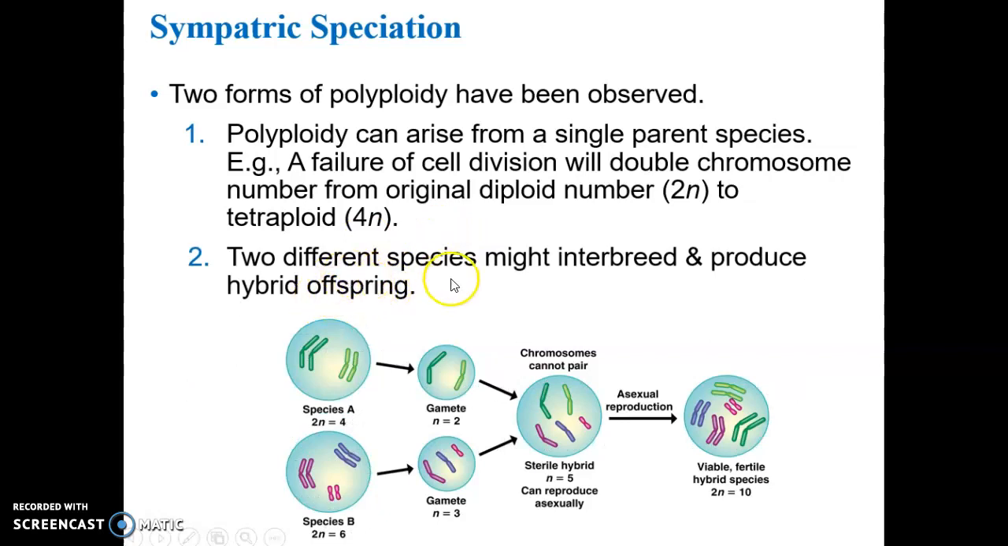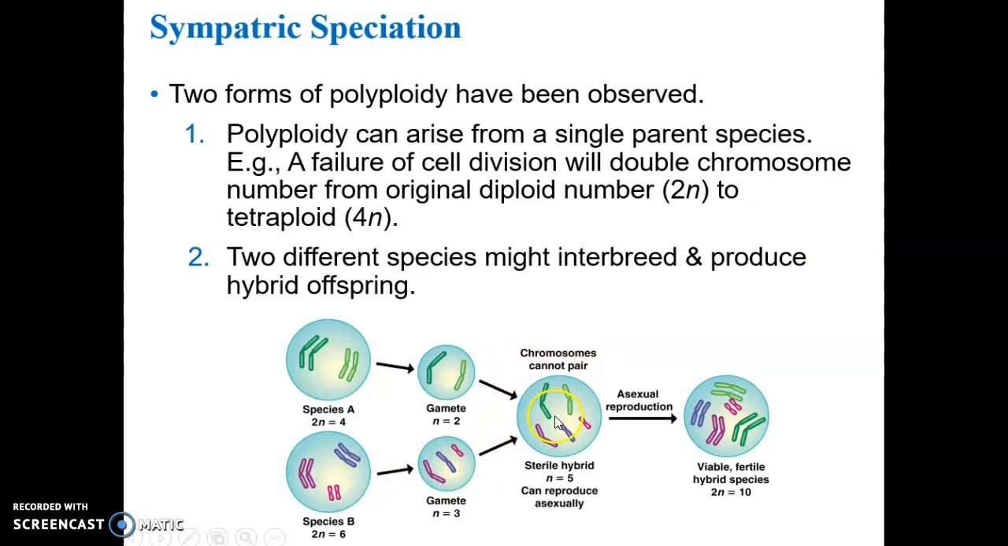Okay? Or two different species that are fairly closely related might interbreed, and there are no pre- or post-zygotic reproductive barriers that would prevent the offspring from being viable and fertile. In this case, a new species might form, and this has also been documented in plants. So for example, number 2 here is what we see down here. Species A is diploid with 4 chromosomes. Species B is diploid with 6 chromosomes. They form their normal gametes, notice from 4 to 2 chromosomes in the green species, and from 6 to 3 chromosomes in the, we'll call it, purple species.